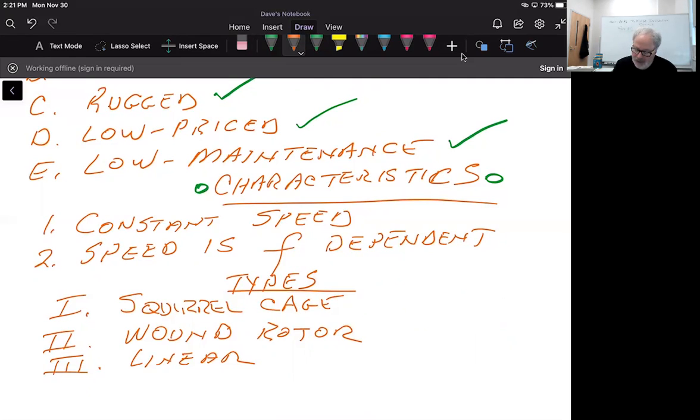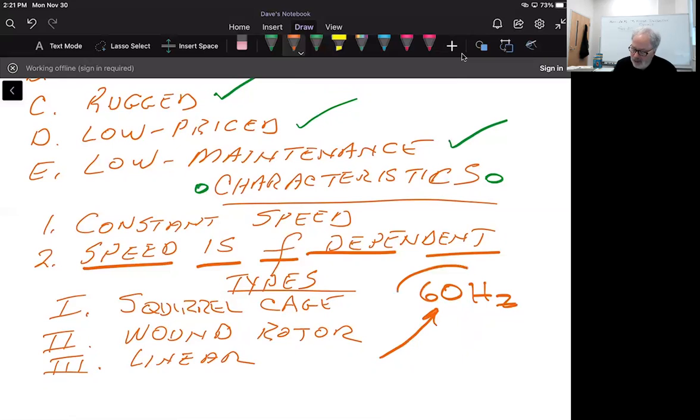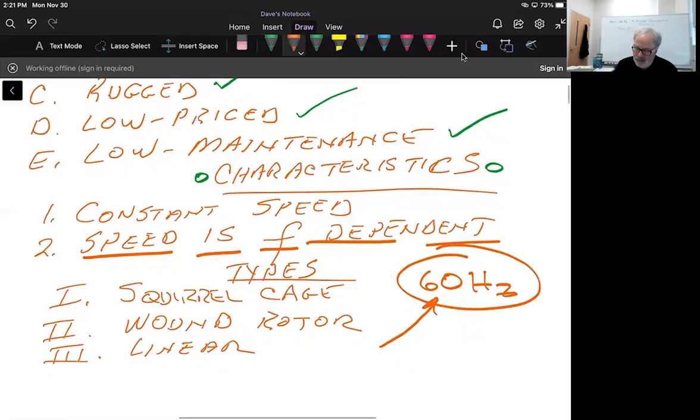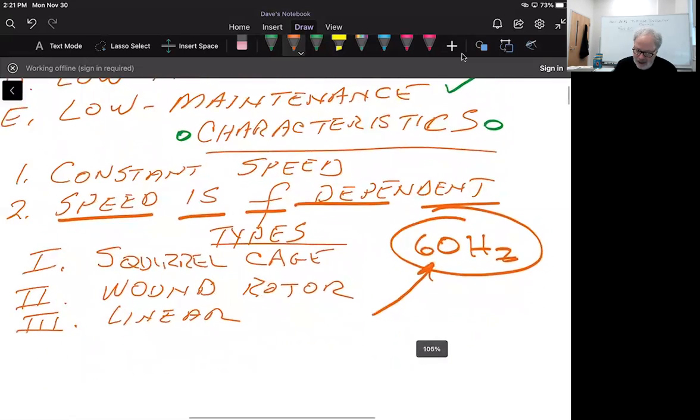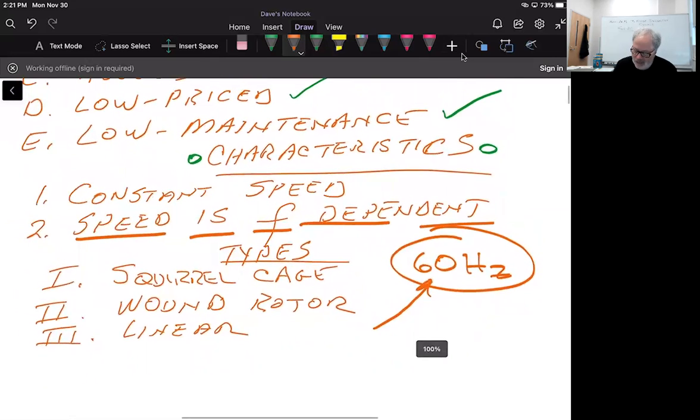And what we're going to find is that the speed is frequency dependent. Well, most of our electricity is given to us in the United States at 60 hertz. So the speed is predetermined in an AC induction motor. We'll look at exactly why that is, and quantify that in some examples.